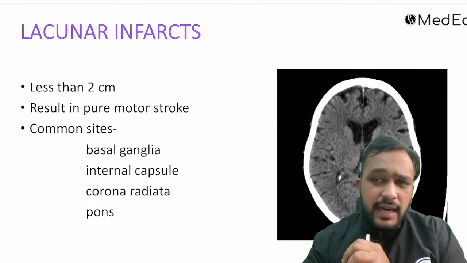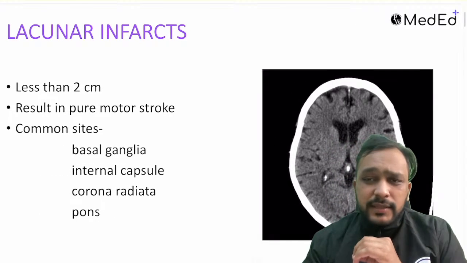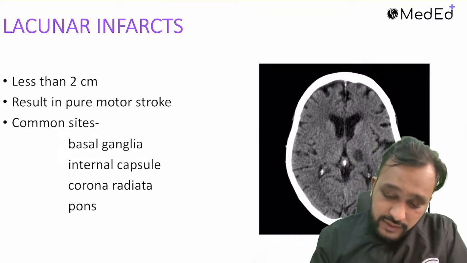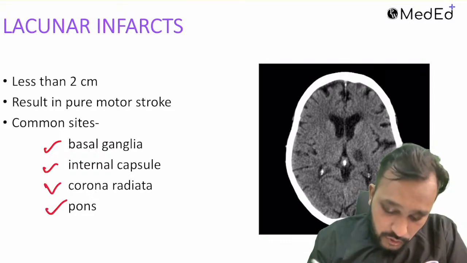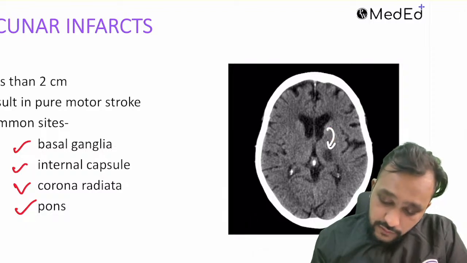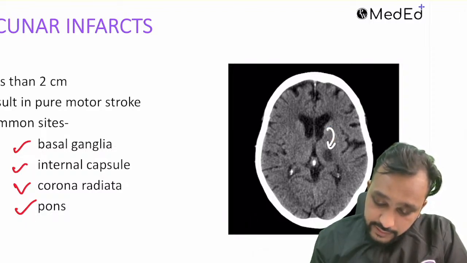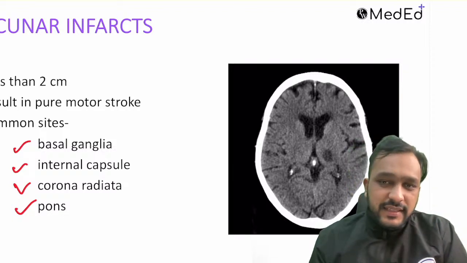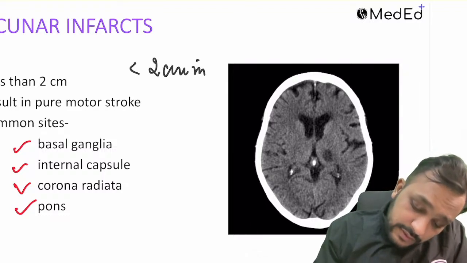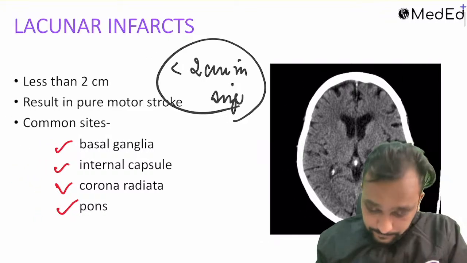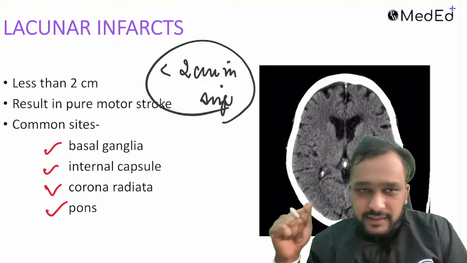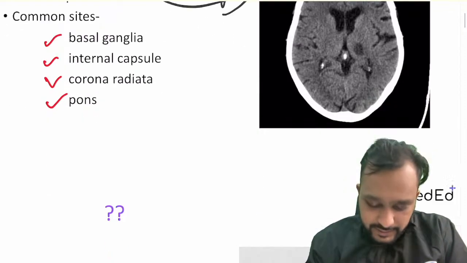Now, another question that can be asked in the form of an MCQ is: what are the most common locations for the lacunar infarct? These are the most common locations: the basal ganglia, internal capsule, corona radiata, and pons. In this image, you can see an area of hypodensity in the region of the left thalamus, and this area of hypodensity is less than 2 centimeters in size, and that is why this is known as lacunar infarct. Most common locations: basal ganglia, internal capsule, corona radiata, and brain stem.